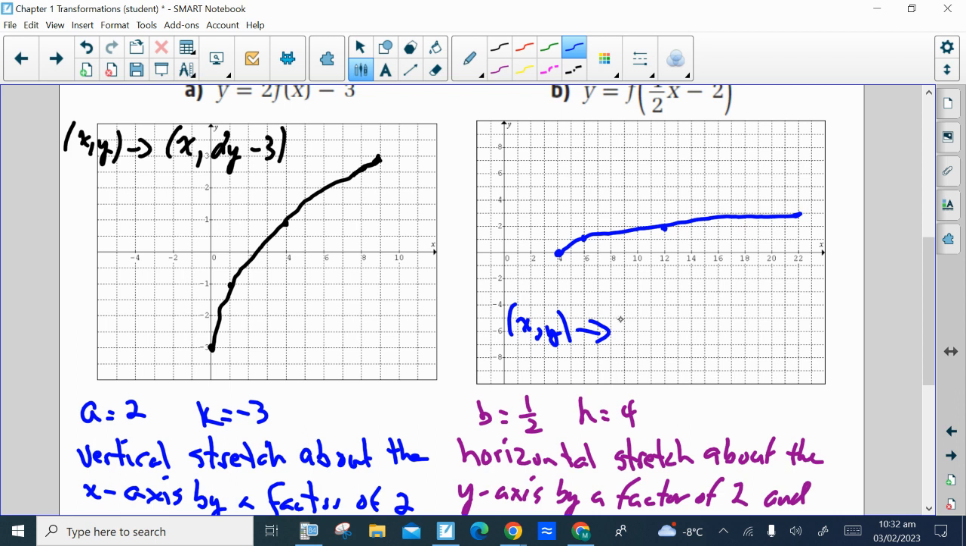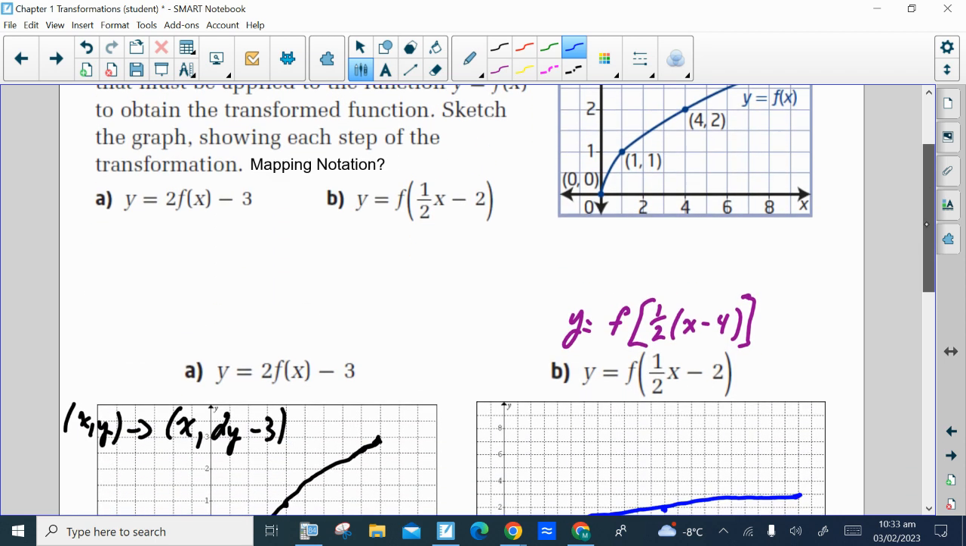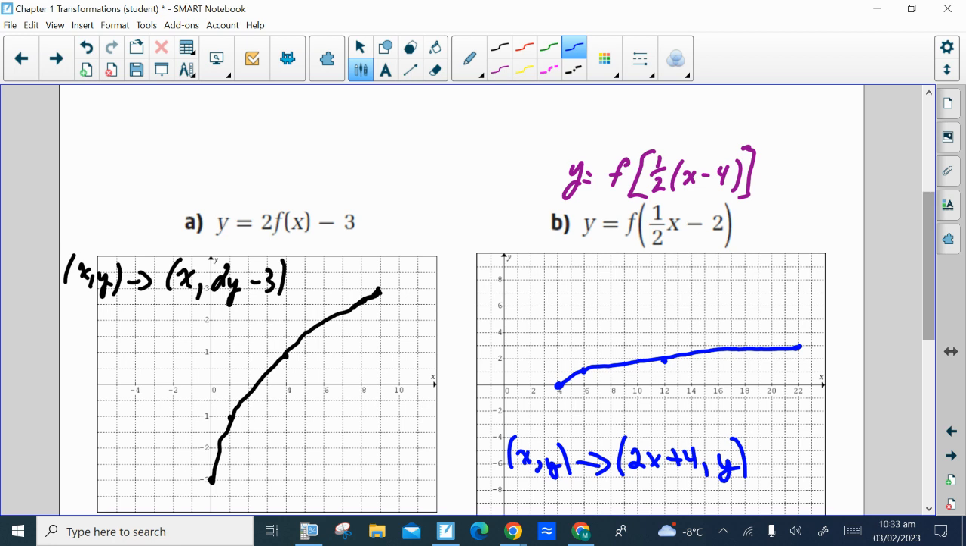Both of these were transformations on x. We multiplied all the x values by 2 and then added 4. None of the y values changed. Right, so all of these equations, the original equation was just in terms of f of x, and so all of our transformation statements involve the letter f and the variable x.